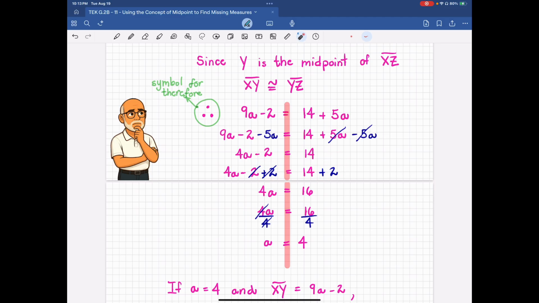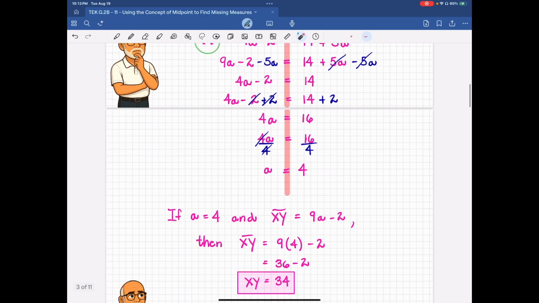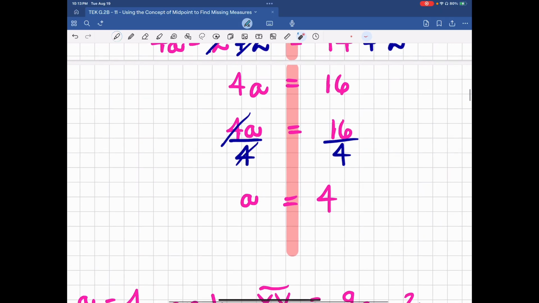So when I add 2 to the left, it cancels these 2's out, and all that remains is that 4a. On the right, I have 14 plus 2, which is equal to 16. So this is my new simplified equation. I am so close to getting a by itself. So the question that I ask is this: what's happening to a?